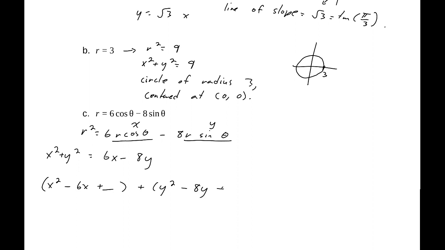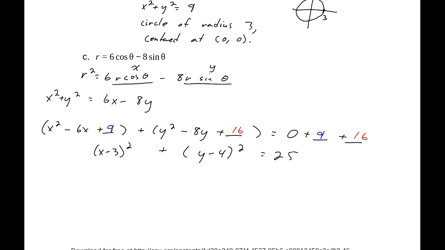Y squared minus 8y plus something equals 0. Plus, and we're going to add two things. Well, for the x's here, that would be plus 9. So go ahead and add 9 there. And the second one would be 16. Do that in a different color. 16, 16. So we have equals 25. And then this will factor as (y minus 4) squared and (x minus 3) squared. So this is a circle, centered at the point (3, 4) with a radius of 5.